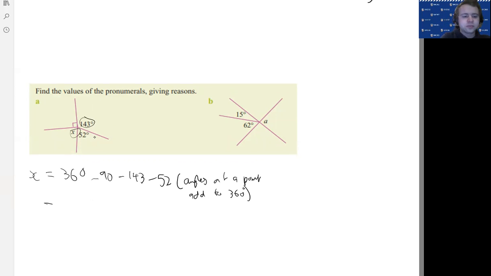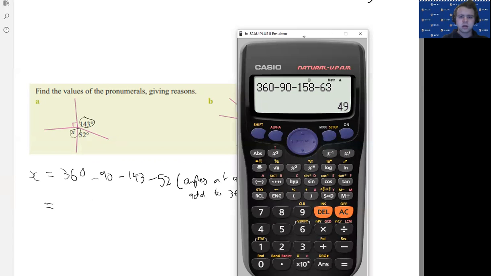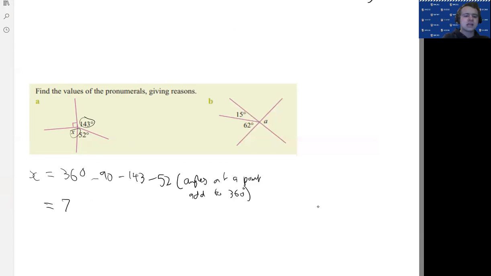So here, we just pop this in our calculator. These first parts are the same: 360 minus 90 minus 143 minus 52, and we get our angle X is 75 degrees. This one is slightly different because there are no letters given to the points; we're just given a pronumeral that we've got to find for the angle size. So X equals, and our reason is given in brackets.